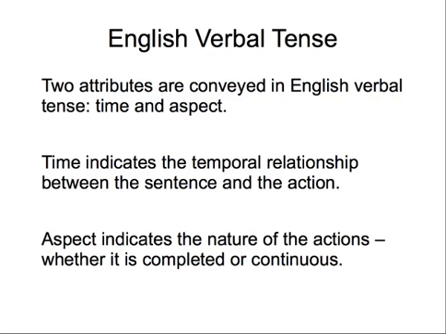Time, of course, is the temporal relationship between the sentence as it is spoken or as it is read and the action. Did the action happen in the past? Will it happen in the future? Or is it happening as you read something? Aspect indicates the nature of the action, whether it's completed or whether it's continuous. Whether it is, you might say, punctiliar, if it just happened once and stopped, or whether it continued on for some period of time and then ceased. All these things are inherent in the English verbal tense and when we conjugate our verbs.